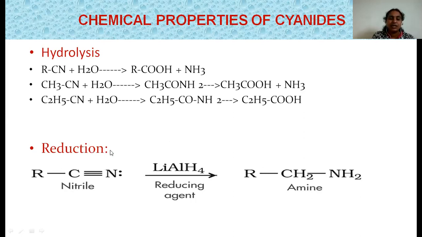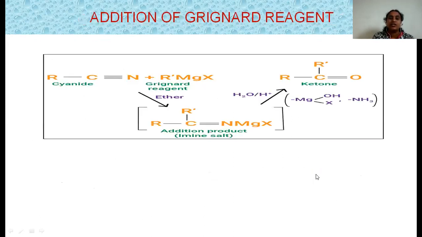Coming to the reduction reaction, reduction is nothing but addition of hydrogen or removal of oxygen. When alkyl cyanides react with lithium aluminum hydride, a strong reducing agent, the triple bond undergoes reduction and produces amine compounds. By addition of 2 moles of hydrogen to this molecule, it produces amines. This is called the reduction reaction.